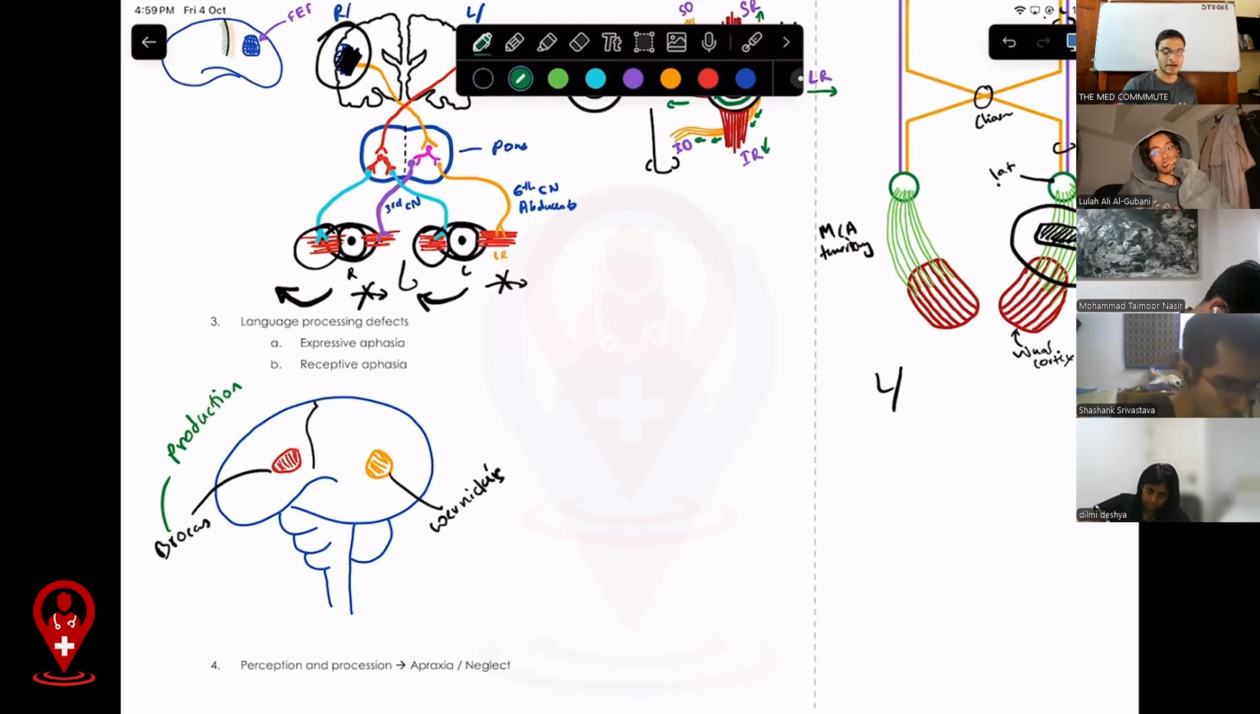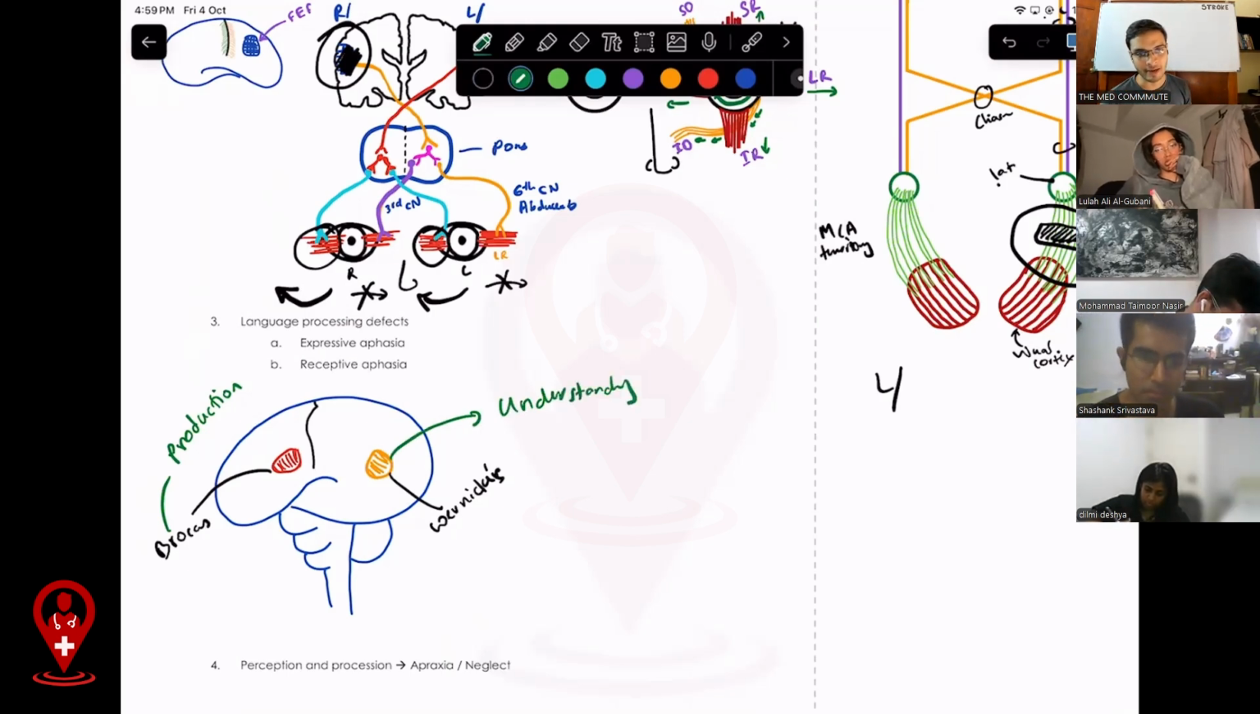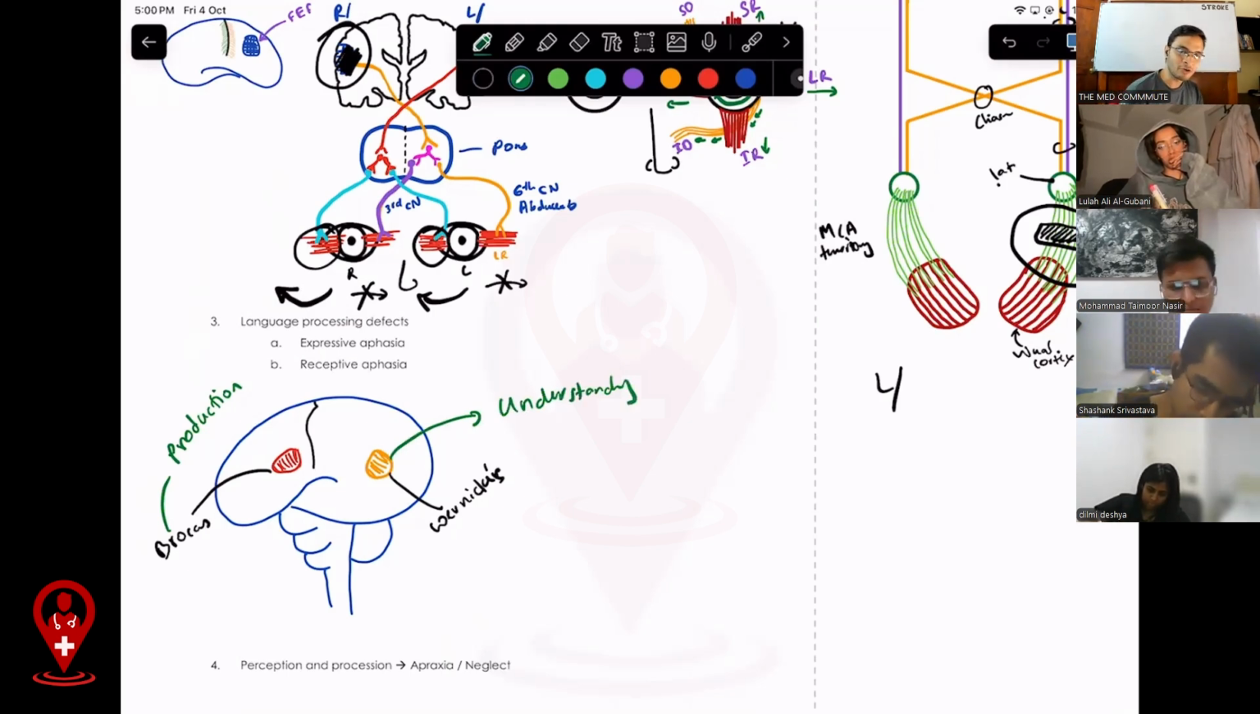Whereas the Wernicke's area, guys, this is language processing. Most of the time, what we say is it is for understanding written and verbal language. Understanding written and verbal language, right? So that's the function of the Wernicke's area.